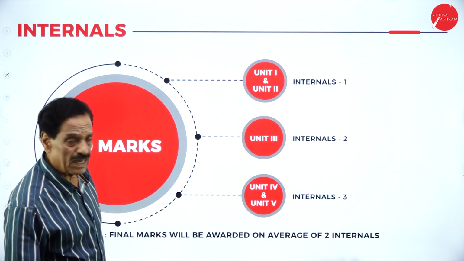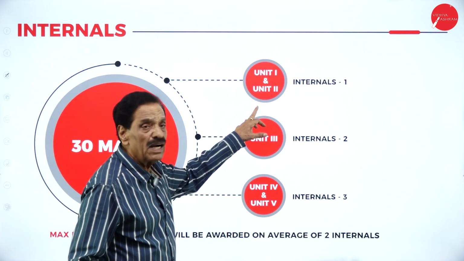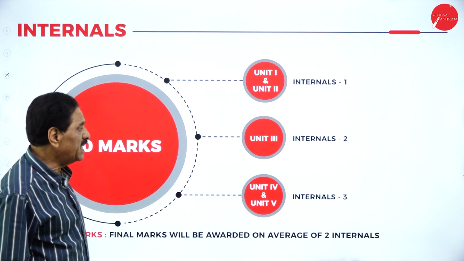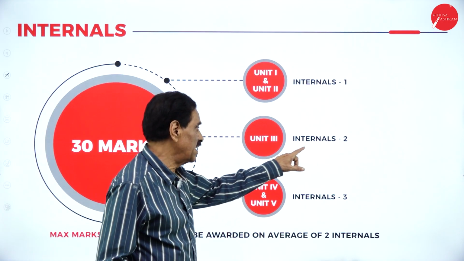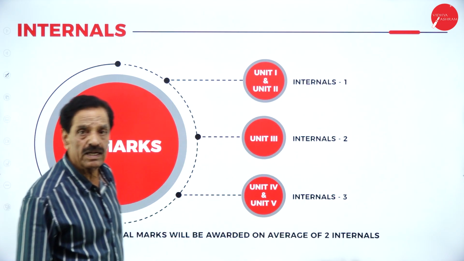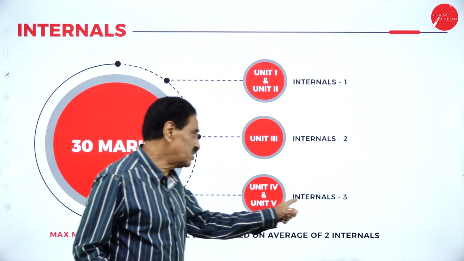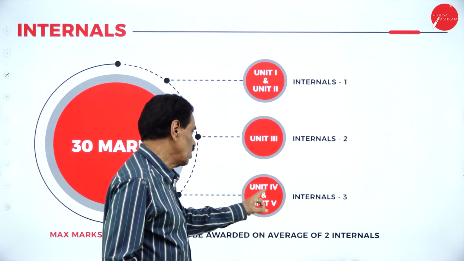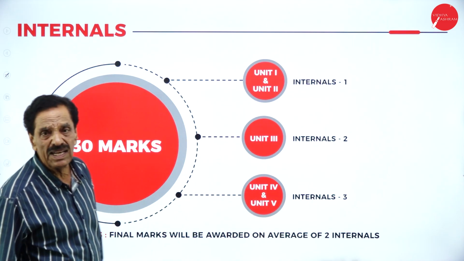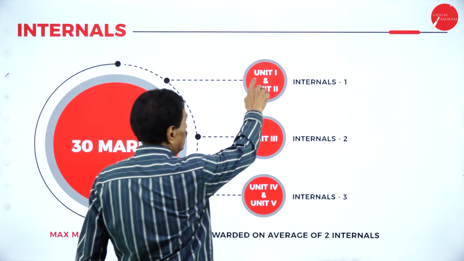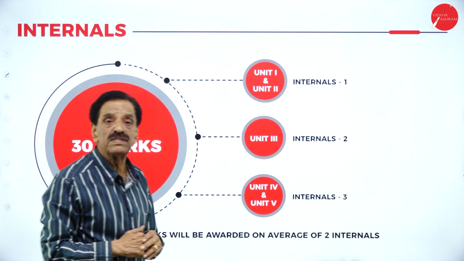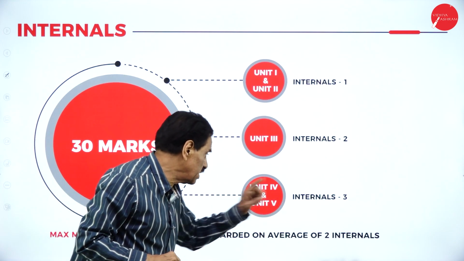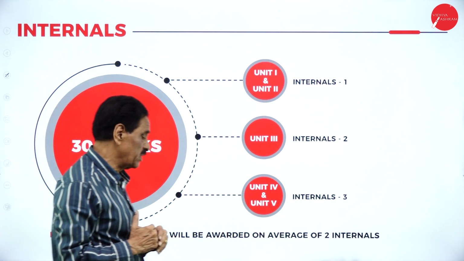Then in the internal exams, we are going to have 30 marks questions. In the first internal, you are going to have unit 1 and unit 2. In the second internal, unit 3 will come. In the third internal, unit 4 and 5 will come. Generally, coverage is first internal, unit 1 and unit 2, then unit 3 in the second internal, then in the third internal, unit 4 and unit 5.